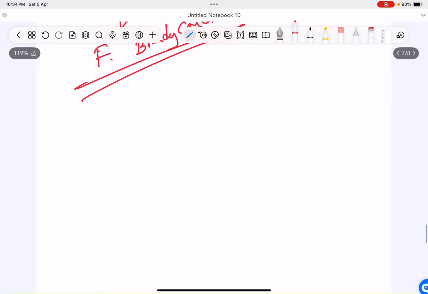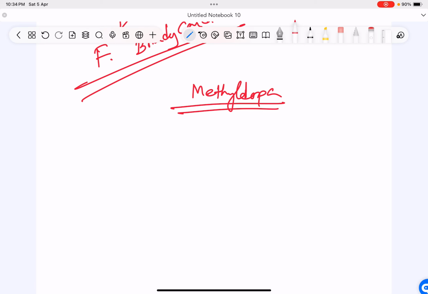Now the other drug, methyl-dopa, see, it's a very very safe drug, but the problem is it is not as efficacious as labetalol. Methyl-dopa is good only for chronic hypertension.